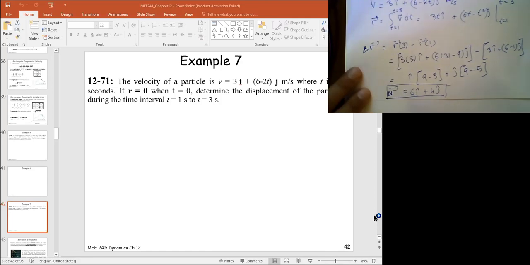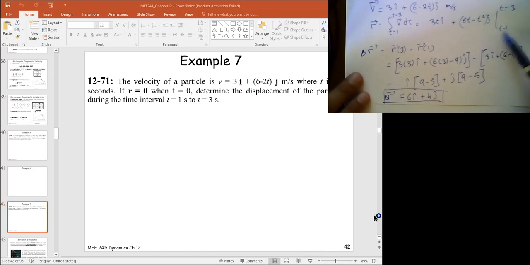Okay, so this is basically when you are integrating the velocity between t1 and t equal to 3. Basically, you are finding the difference in the displacement. Does it make sense, guys? So this is how we are doing that. This is basically delta.